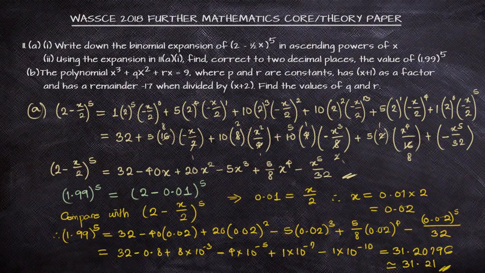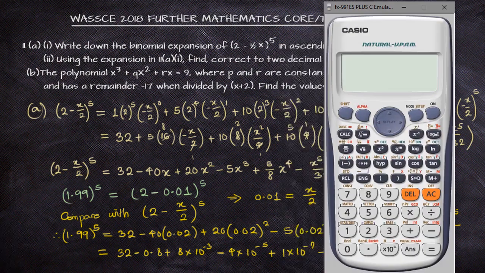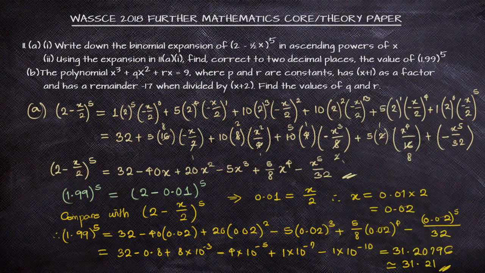Now, just to be on the safe side, we can quickly check with our calculator what is 1.99 raised to power 5. That's 31.207961, and you can see that we're on the right track. That is the solution to our question number 11A.